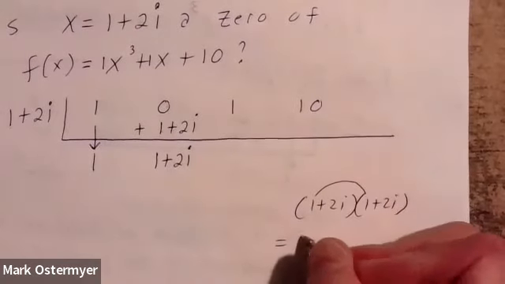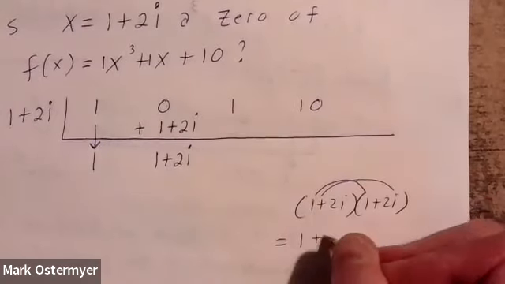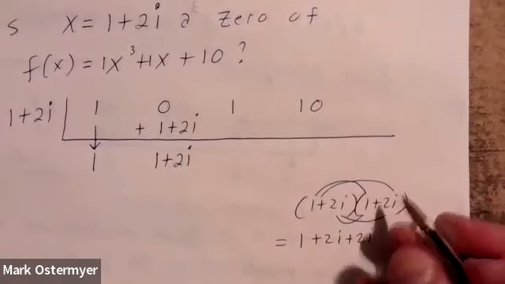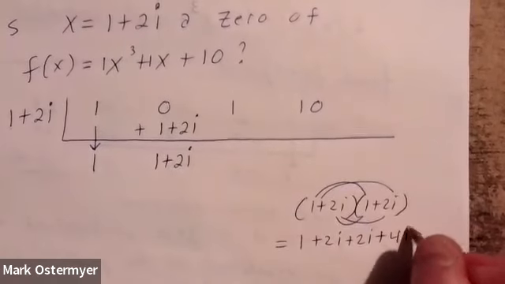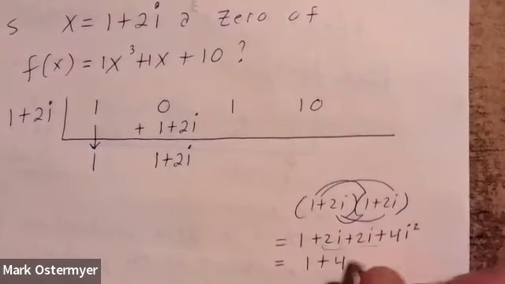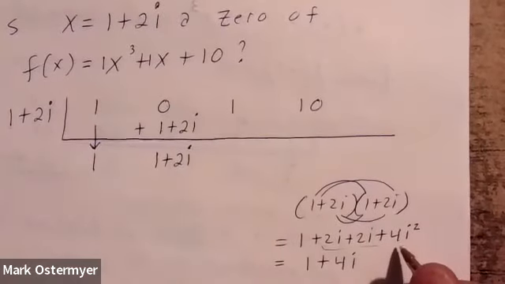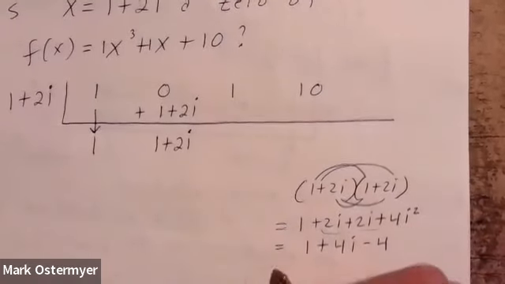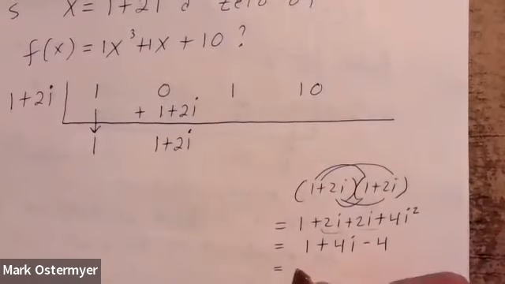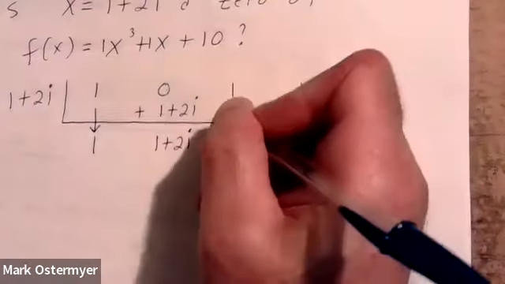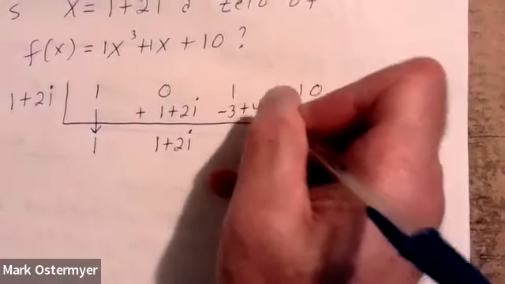1 times 1 is 1. 1 times 2i is 2i. 2i times 1 is another plus 2i. 2i times 2i is 4i squared. Adding our middle terms together, we get 4i. And 4 times i squared is 4 times negative 1, which is negative 4. Hence, putting this in standard form for a complex number, we have negative 3 plus 4i. Let's bring that up and put it right in here. So negative 3 plus 4i.